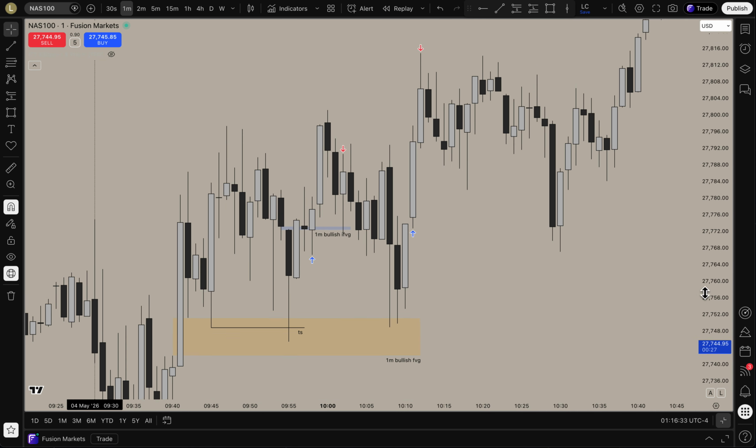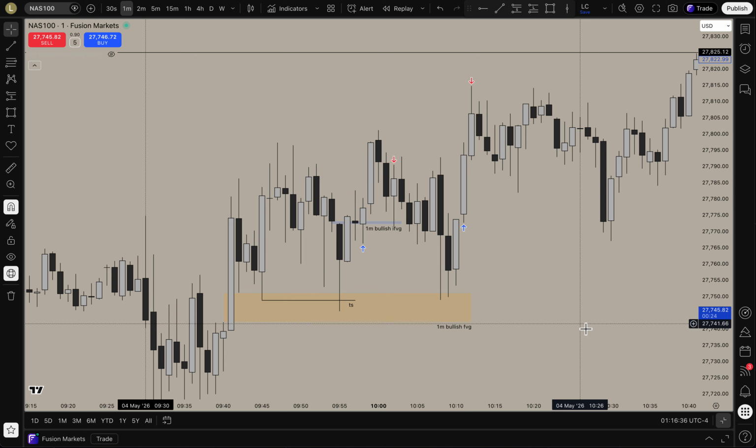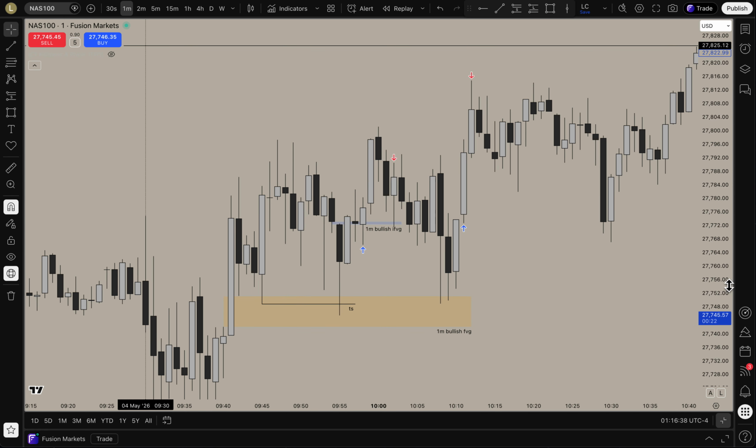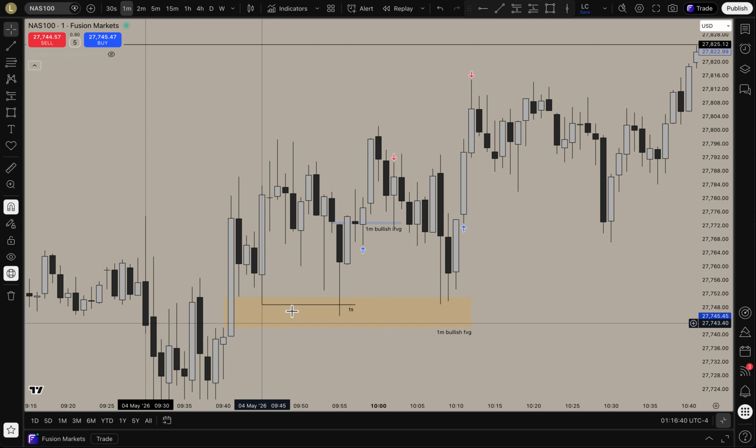So we have two confirmations, three actually, according to my framework. So I always look for respecting, we go with the high time frame bias, which is bullish, so we're looking for longs only.